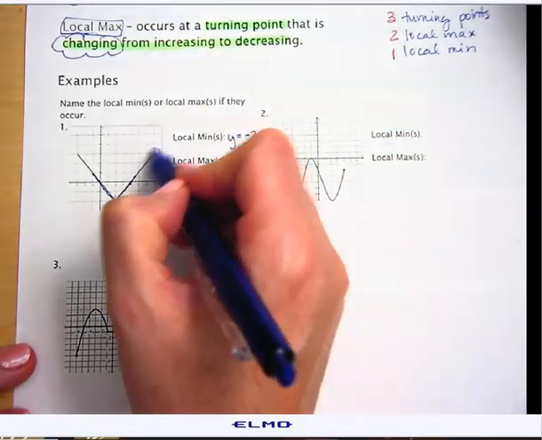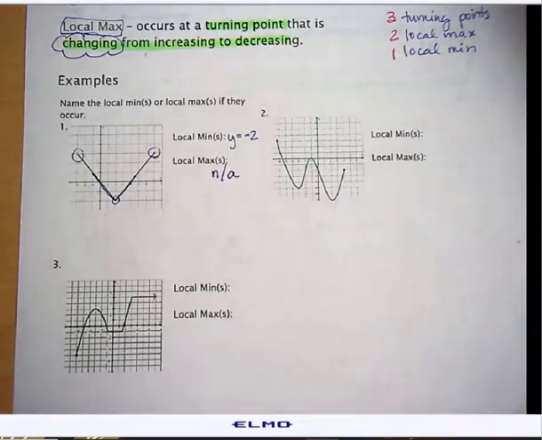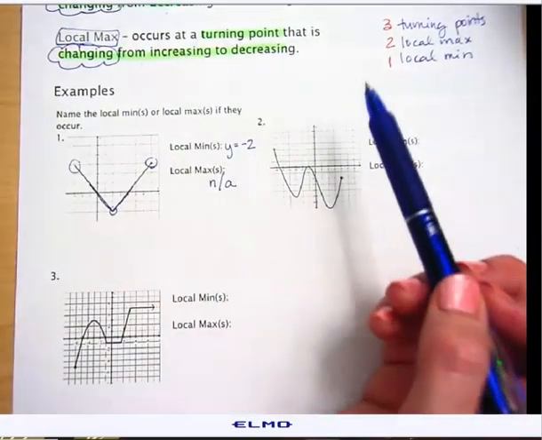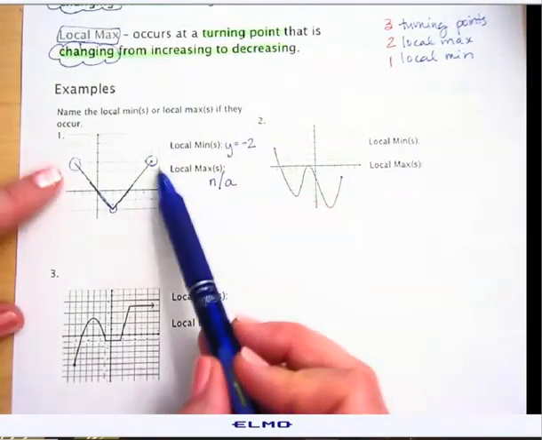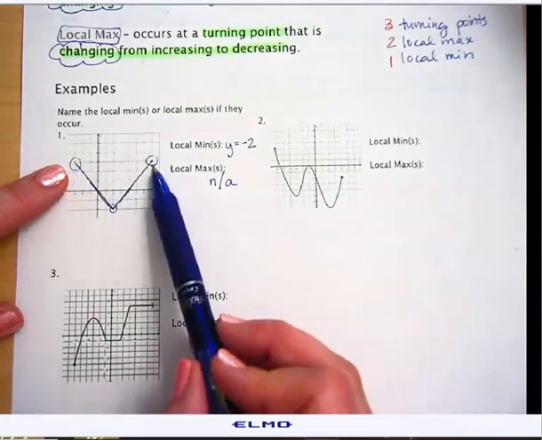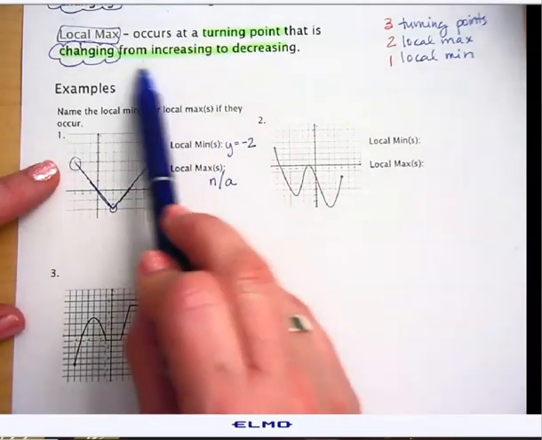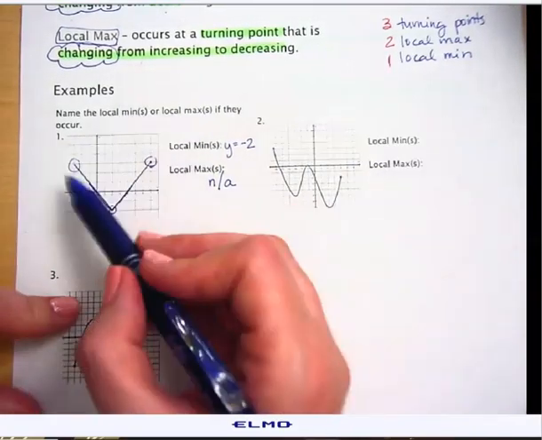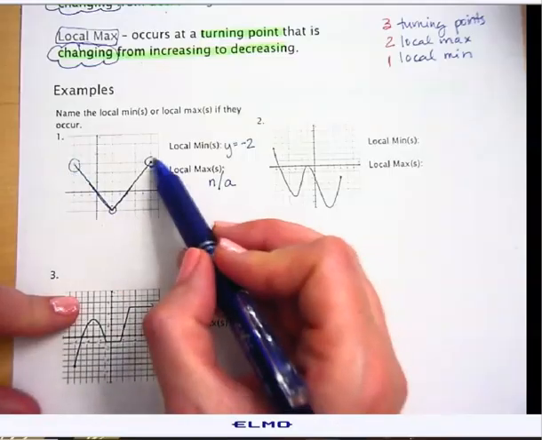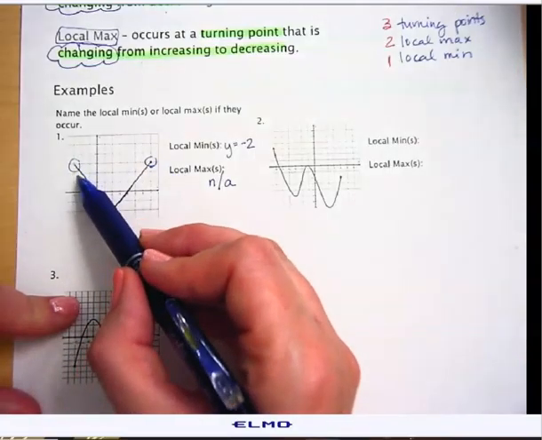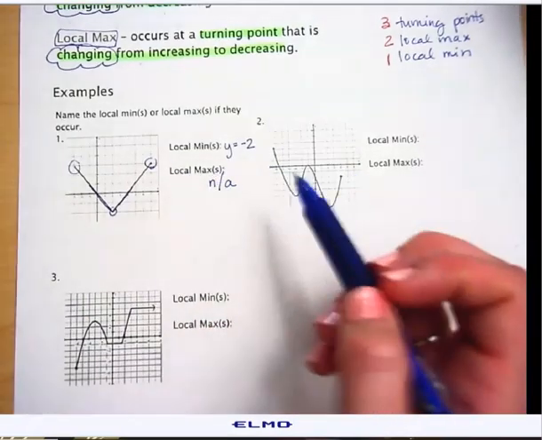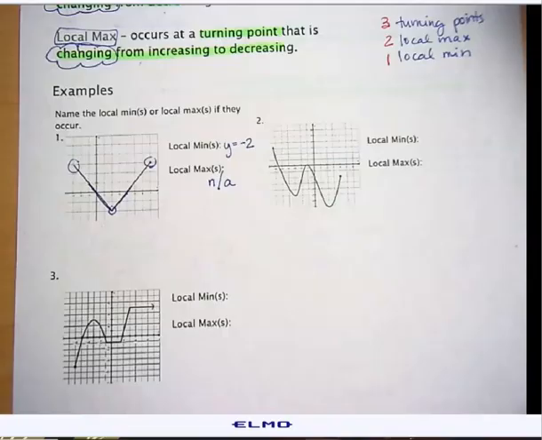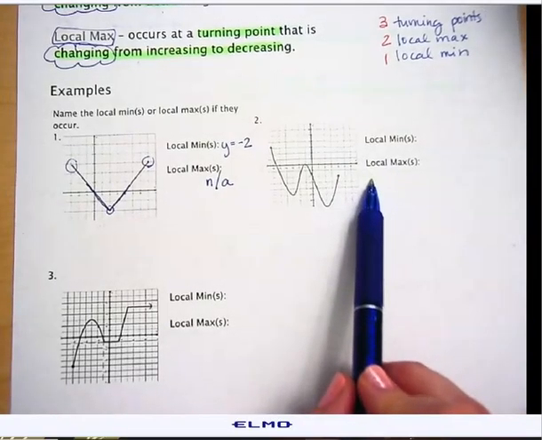You might feel like this and this are maximums, and they are maximum values for my range, but they're not what we would call a local max. It doesn't fit the definition. A local max is first of all, it's a turning point. These are not. This is an initial point and an ending point. They don't turn. It's where you're going from increasing to decreasing. This is not changing direction. This is not changing direction. It's not going from increasing to decreasing in either section. So we do not have any local maxes here. So take a minute, pause your video, and finish out number 2 and number 3.